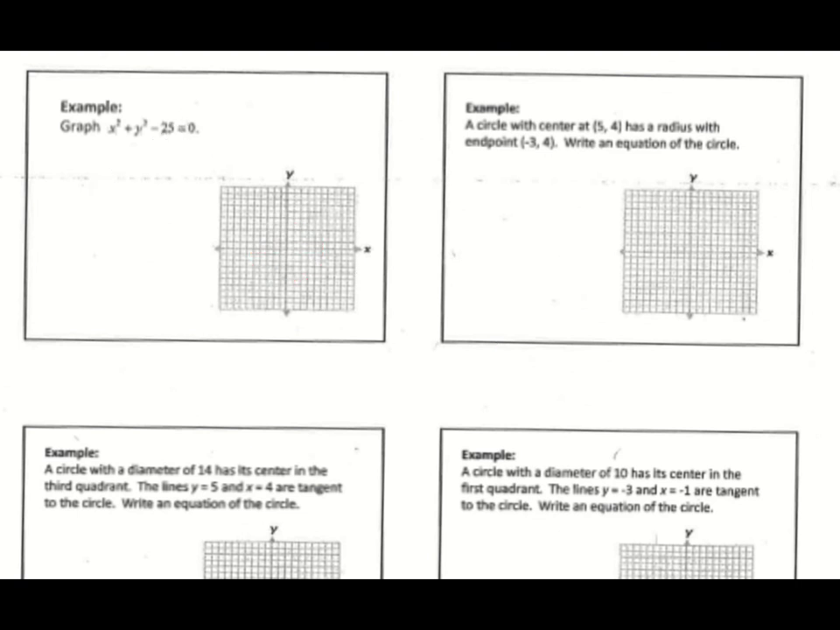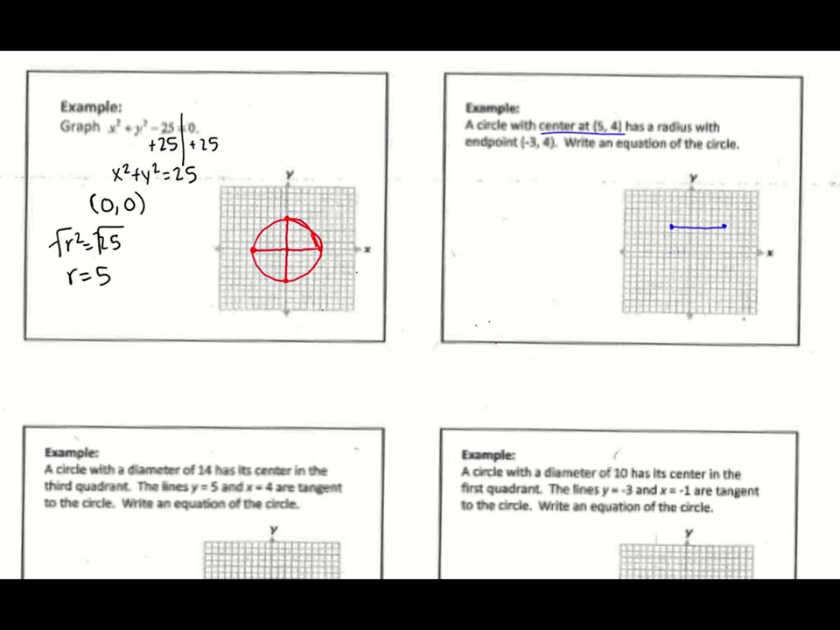Okay, so my next one says I have a circle with a center at (5, 4). So if I graph that, go over 1, 2, 3, 4, 5, up 4, and has a radius with endpoints (-3, 4). So I'm going to graph that point. 1, 2, 3, and up 4. So that means this right here is my radius.